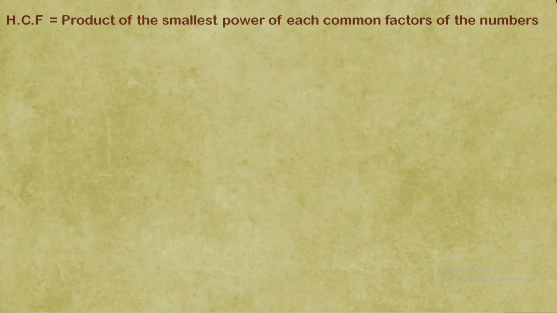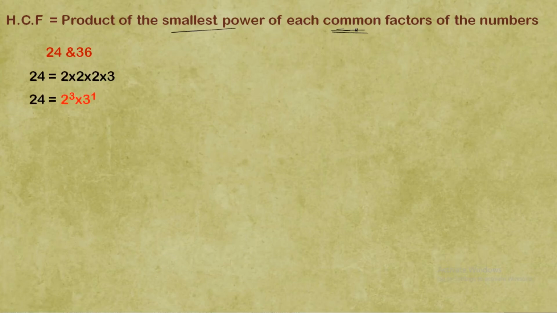So as you know, we have written this one, the smallest power of each common factor. This is for HCF. So here I have taken two numbers, 24 and 36. First we will find the factors for 24, and since we have three equal factors, I have written them in the form of powers. And now 36 is equal to 2 power 2 into 3 power 2. So according to this definition and our rule, we have to find HCF by prime factorization. We have to choose the smallest power of common factors.